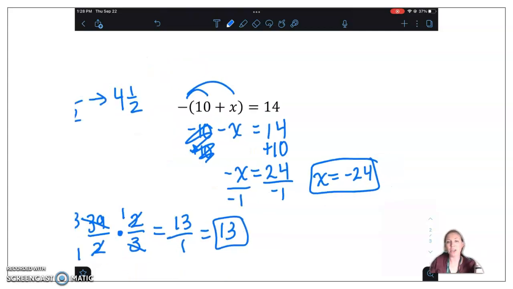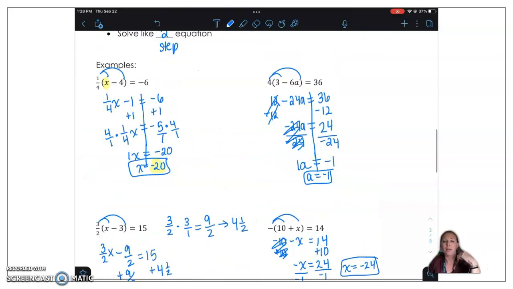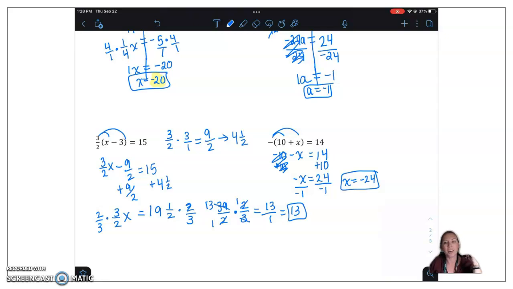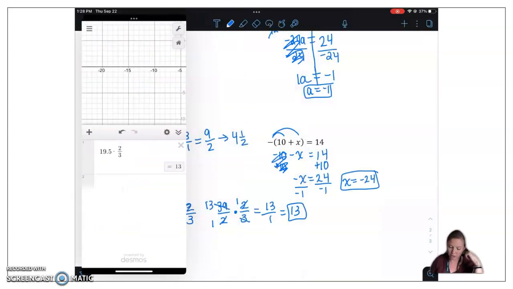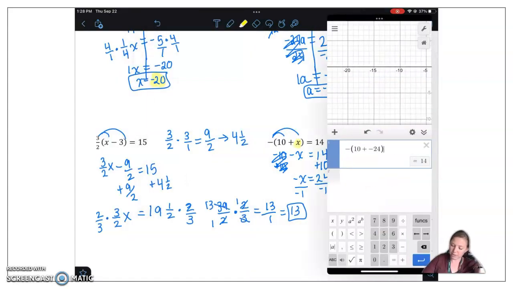Okay, so again, make sure you get all these written down. If you have to go back and watch it again, that's fine. All of these you can check in your calculator, just like we did earlier, but I'll just do the last one more time. All I have to do is plug this in here, and we should get 14 since that's what it's supposed to equal. So if I do negative and then 10 plus -24, there it is. There's 14. So you can always go back to double check your answers before you submit them.